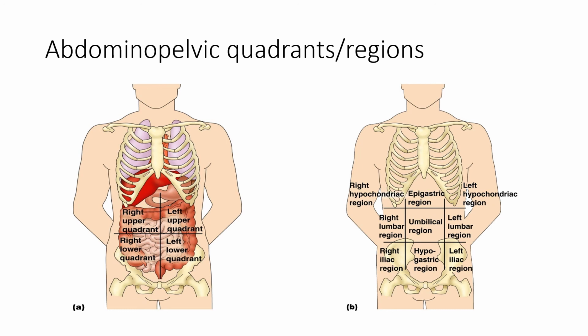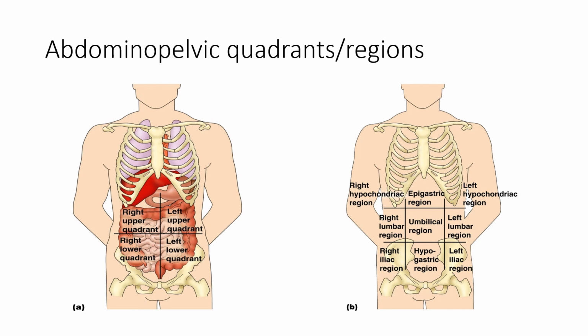Now, moving down, we'll go to the center column: right lumbar region, umbilical region, and the left lumbar region. This is where the lower back would sit, and then the belly button in the umbilical region. Finally, moving down, we have the right iliac, the hypogastric, and the left iliac region.